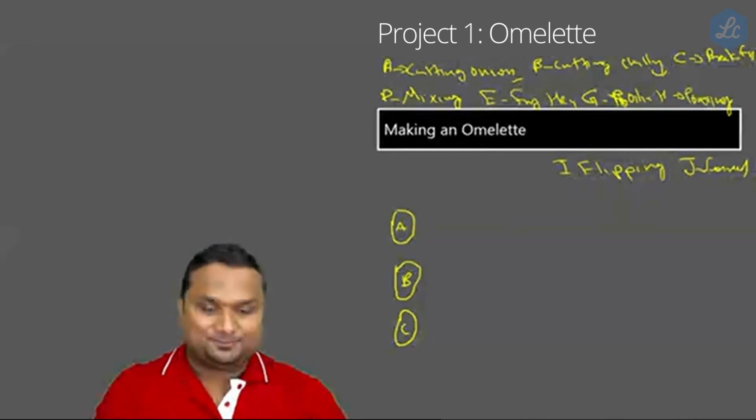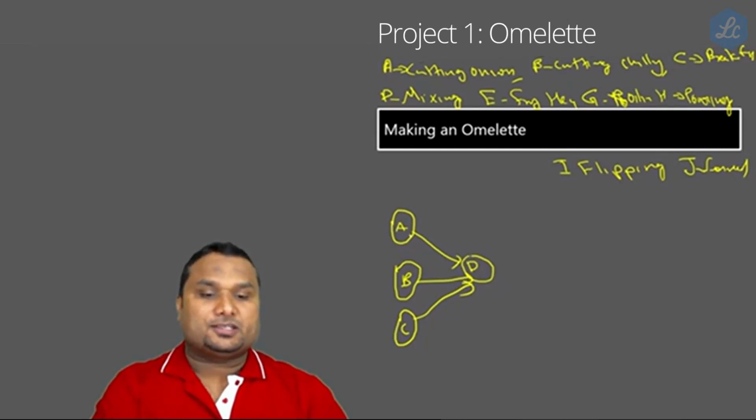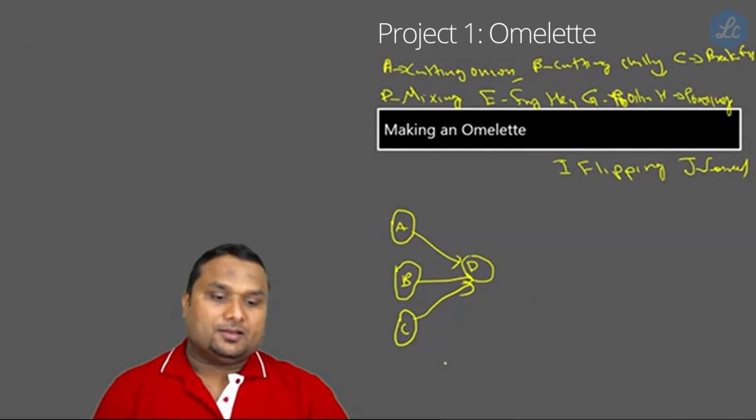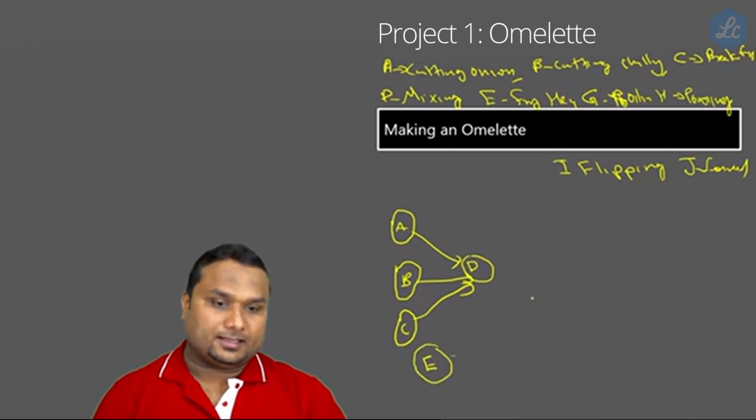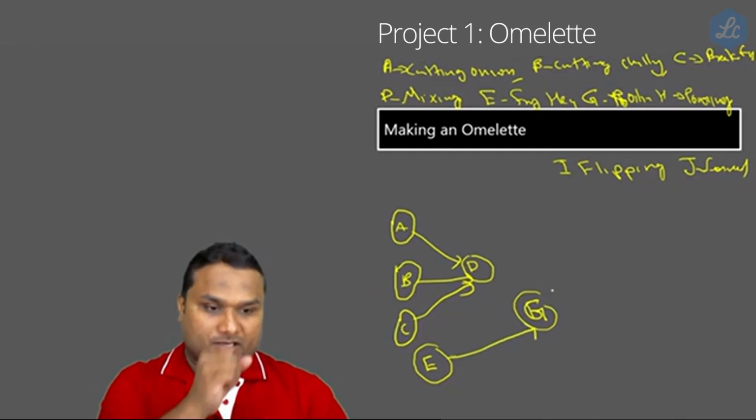Are you getting it, my dear students? But the mixing has to be done only after finishing the earlier steps, because for mixing you need the onion pieces, the cut chili, and the broken egg. So only after finishing A, B, and C can you start the step called mixing. Now, the fry pan heating is a different step which we can start on the other side. After the fry pan is heated, we just pour the oil.